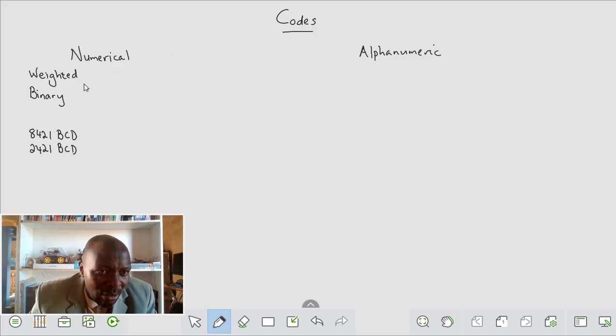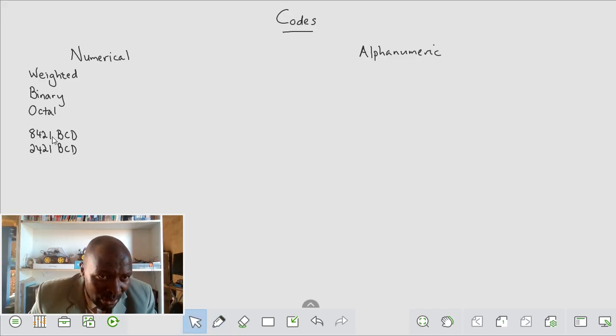The very first code that we did was when we looked at binary. Then we looked at octal, that's a code as well. It uses numbers, not only ones and zeros. It uses the numerals from 0 up to 7. Octal was also a code.